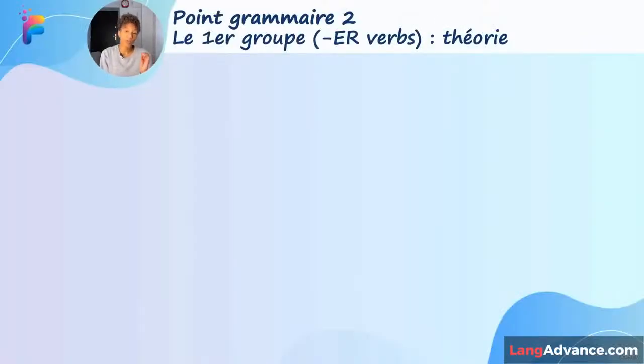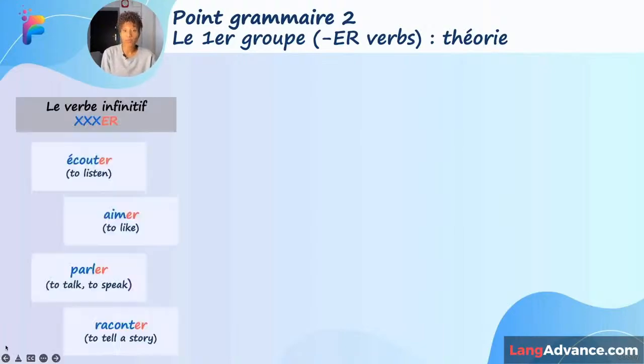Second grammar point. This time we're going to see verbs of the first group and how to actually conjugate them. The verbs of the first group are the verbs that finish by ER, ER en français. Here we have 4 of them. We have écouter, aimer, parler, et raconter. So you can see that the base is in blue and the ending, the ER ending, is in red.